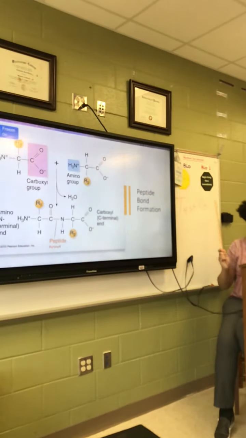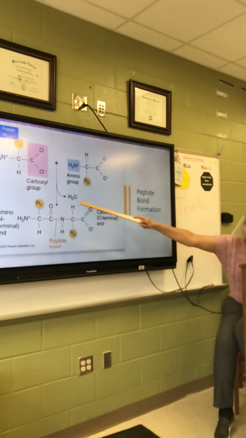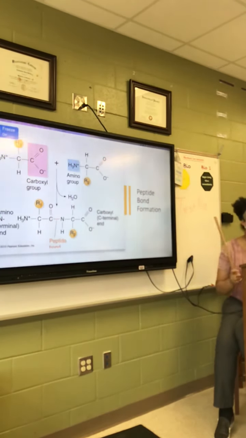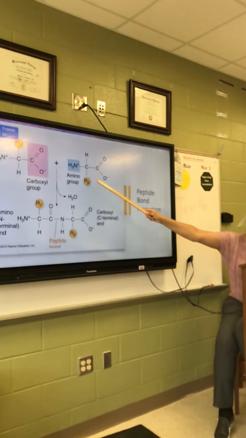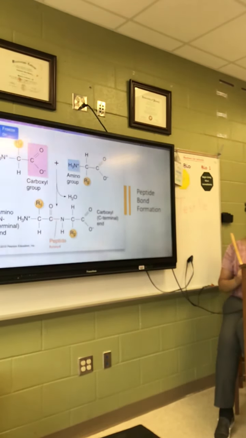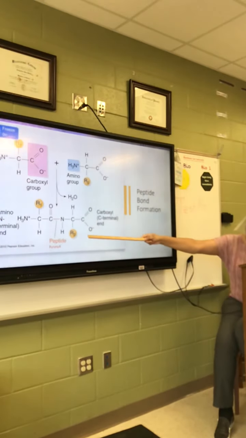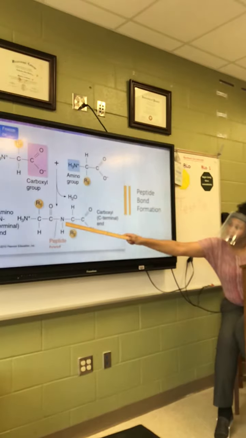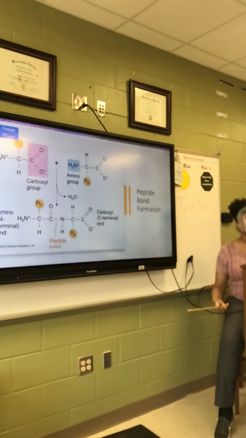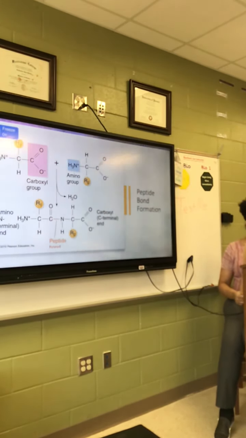And what molecule is created during the dehydration synthesis? What molecule is created? What do you see right here? Water. Okay? A dehydration synthesis removes the elements from the reactants to make water. Okay? And the bond between this carbon and this nitrogen is what we call a peptide bond. Y'all with me? All right.